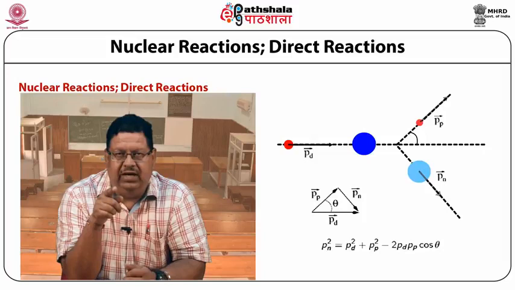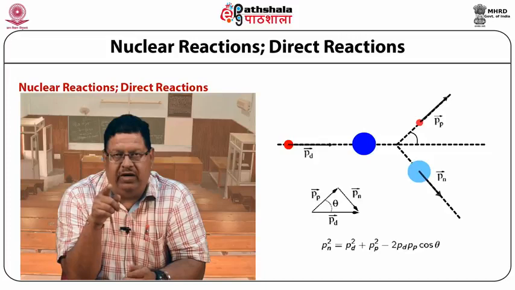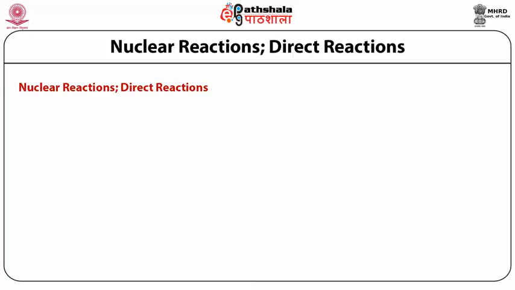Now here we can see the diagram, and in the diagram the momenta are given. The momenta of the incoming particle and the outgoing particles are given, and the angle theta is given. If we plot these three vectors, we find that they form a triangle, and then Pn square is equal to Pd square plus Pp square minus 2 PdPp cos theta. Nuclear reactions, direct reactions.